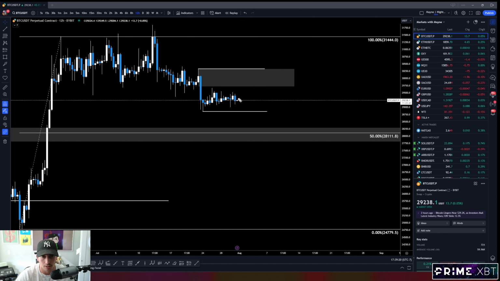Otherwise, no trades. So I want to see a bounce up and then a short, or I want to see a sweep of the low and then I'd look to long it into this order block. Otherwise, I'm chilling. If it just rolls over from here and then holds below the low, I'm not touching it until it gets down to that mid-range. So that's kind of my day trade plan for Bitcoin.